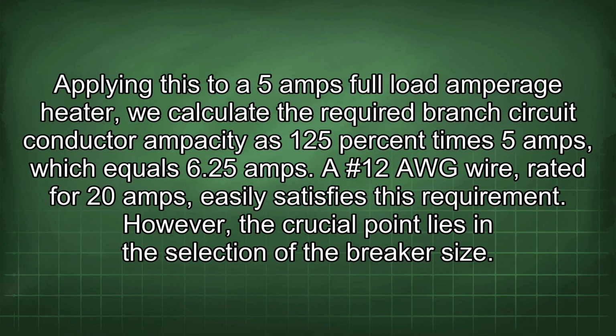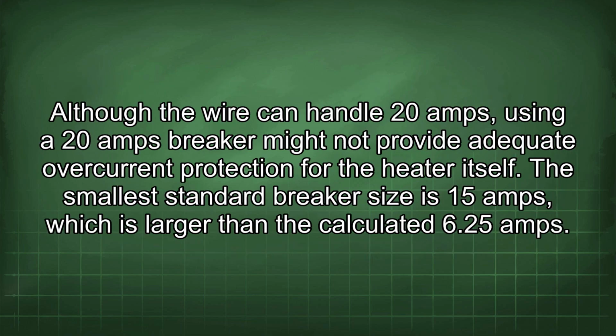Applying this to a 5 amps full load amperage heater, we calculate the required branch circuit conductor ampacity as 125% times 5 amps, which equals 6.25 amps. A #12 AWG wire, rated for 20 amps, easily satisfies this requirement. However, the crucial point lies in the selection of the breaker size. Although the wire can handle 20 amps, using a 20 amps breaker might not provide adequate overcurrent protection for the heater itself. The smallest standard breaker size is 15 amps, which is larger than the calculated 6.25 amps.